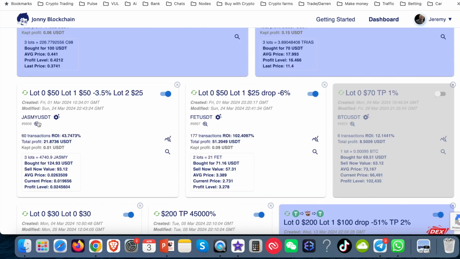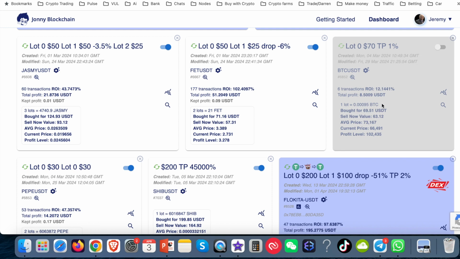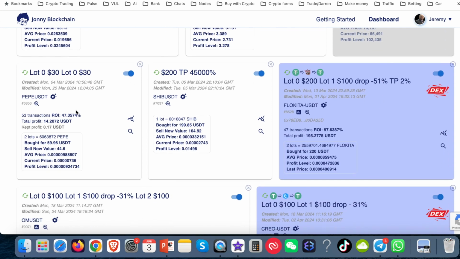And I've got this bot here. I've got this on constant buy and sell. This one on constant buy and sell. This is a Bitcoin one. I've just switched it off because I want the price of Bitcoin to go up. This one, Pepe, buy and sell. This one is my SHIB one.